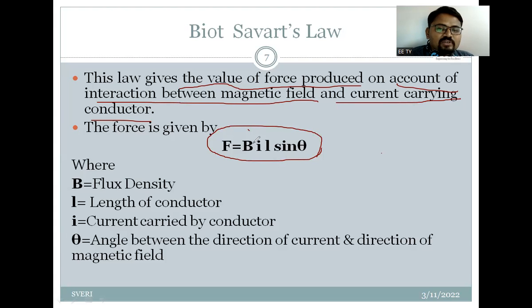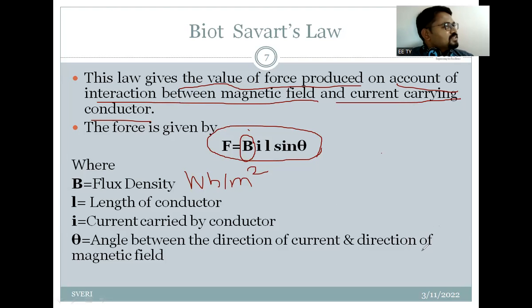Now see, what is the value of capital B? That is nothing but the flux density. In what unit do we measure flux density? Weber per meter square. Another unit of flux density, what is that? Correct, it is the Tesla. Okay, see, the unit of each and every quantity is also important for us. Without that unit, that quantity doesn't have any meaning.